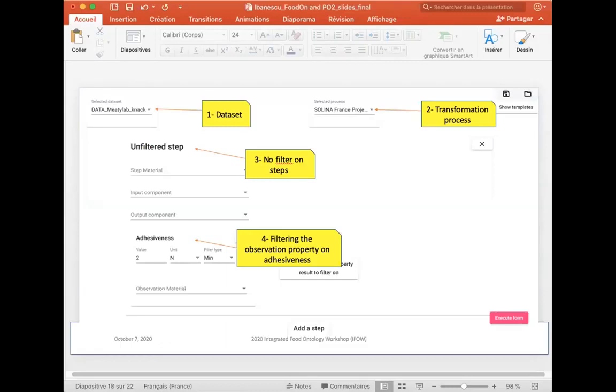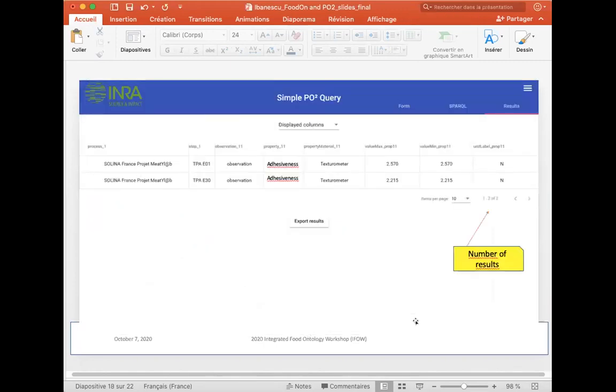Using the Spock interface, we first have to choose a data set, then filter on the steps, then filter on the transformation process, then filter on the step, but it's not the case in this example. And finally, you filter on the property, in this case adhesiveness. Once you execute the form, the result will be displayed in a table. Here we have two knacks with an adhesiveness value greater than 2.0.